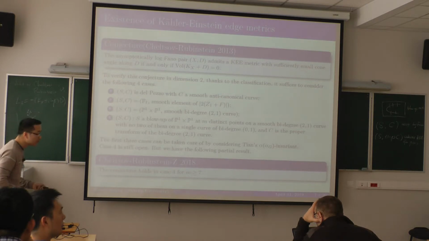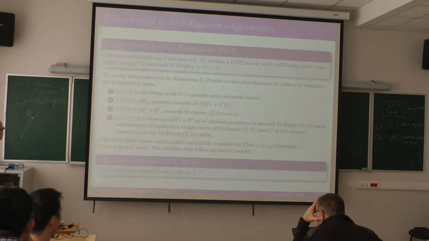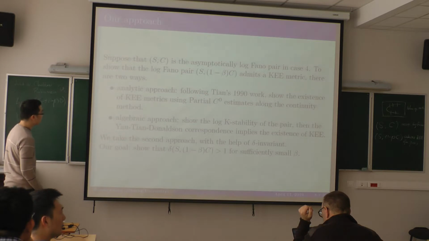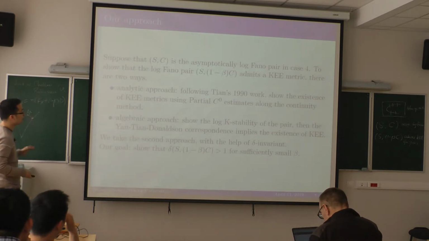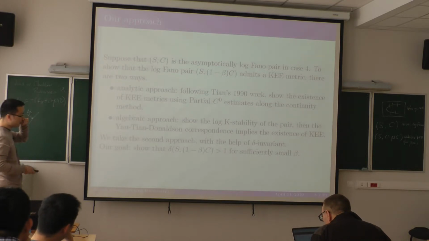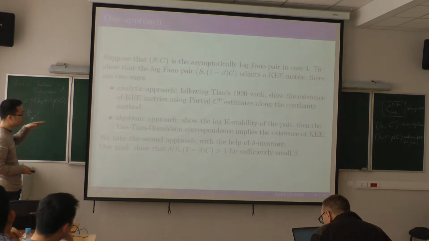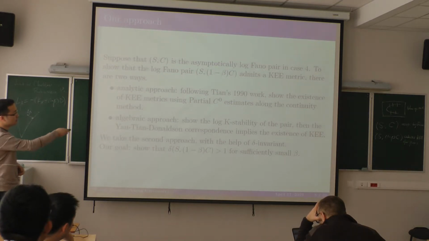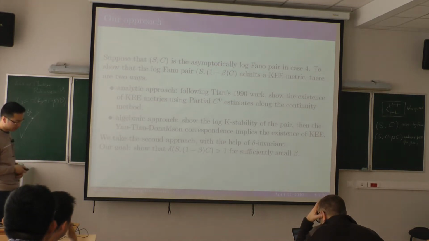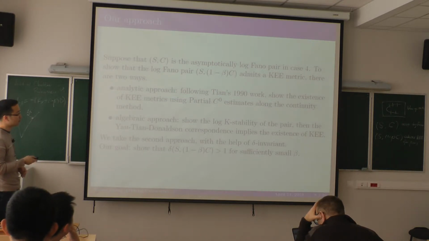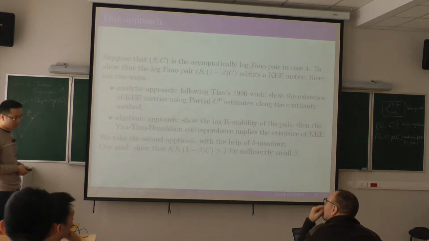So anyway, let me say a few words about our strategy. The first thing to think about is to use some analytic approach. At first, what we wanted to do is to use Tian's 1990s work. We studied the moduli space of all these surfaces, and we tried to use some continuity method argument to show that each one of them admits a K-Einstein edge metric.